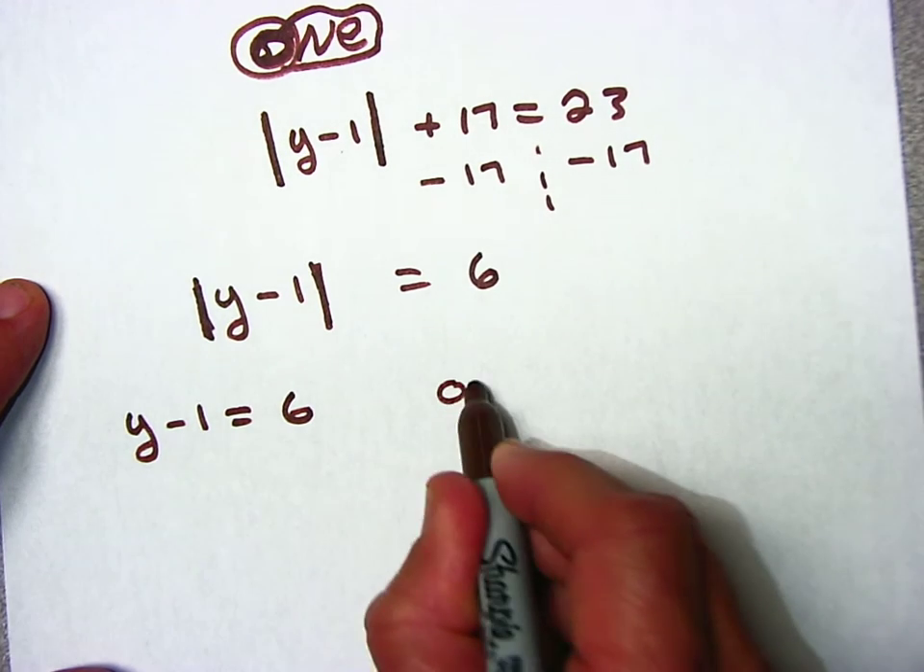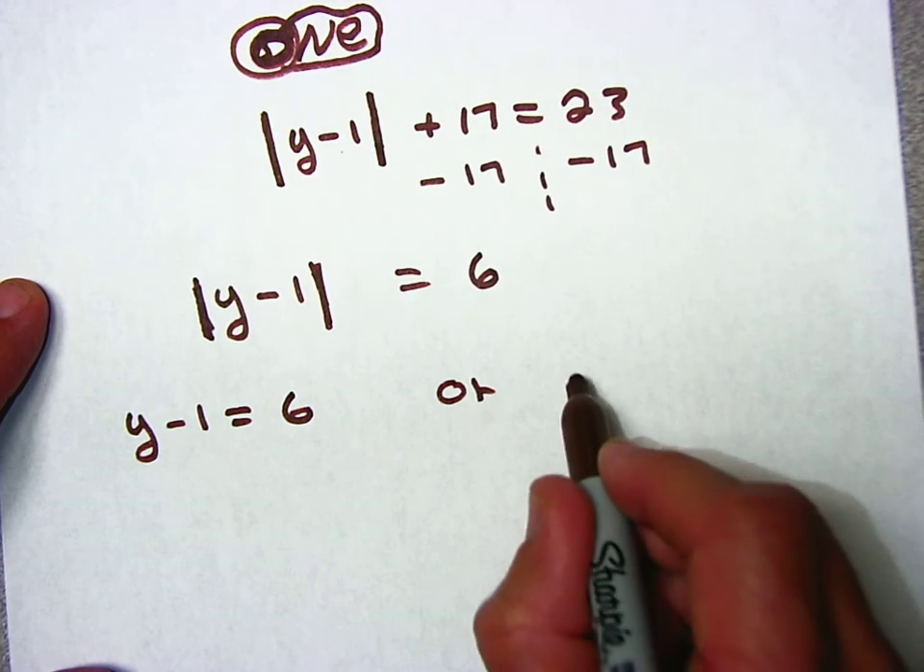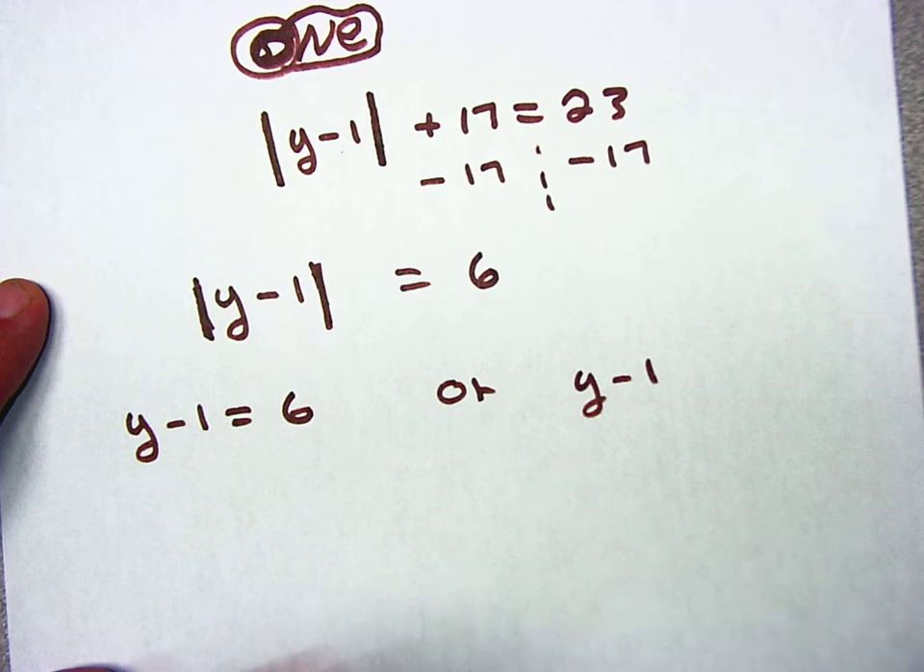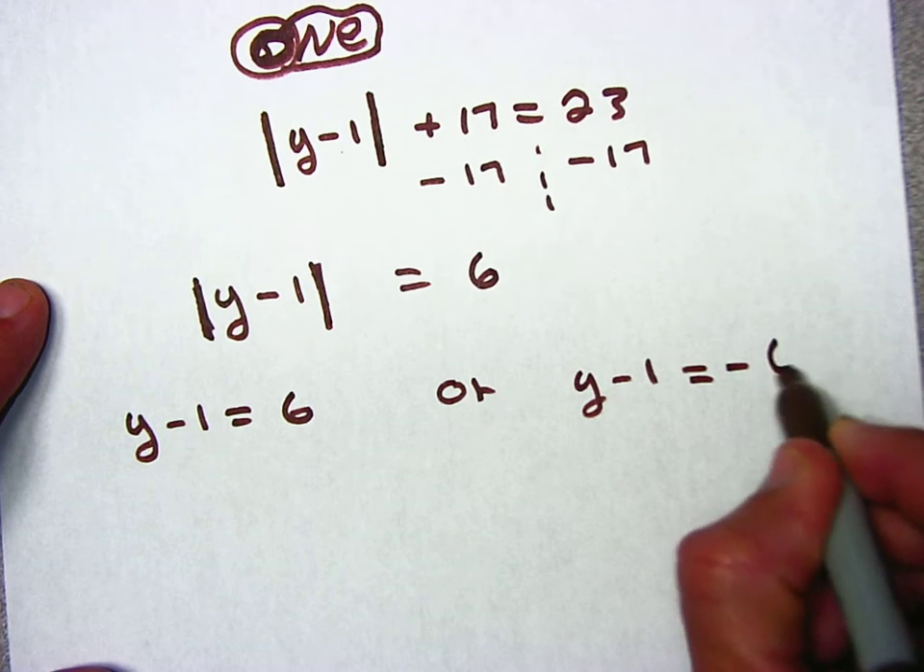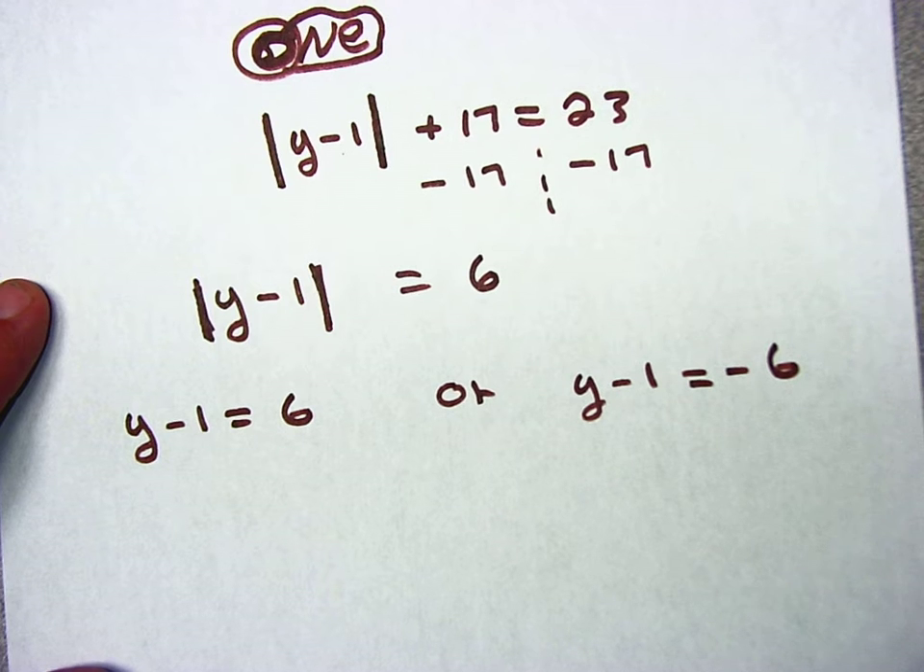Put the word or here for equals. I want you to drop the bars one more time, do nothing to it, but change the sign of the number on the right. And it's because absolute value is distance. If you plot the number 6 on the number line, it's 6 units from 0. But if you plot the number -6, even though it's on the left, it's still the same amount of distance, 6 units. And that's why you have that 6 and that -6.